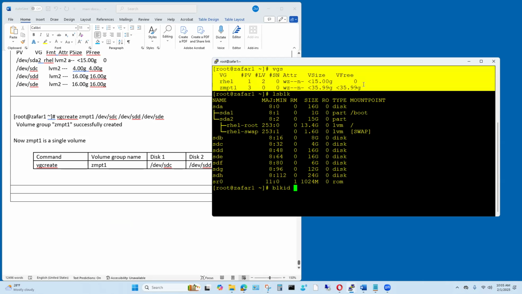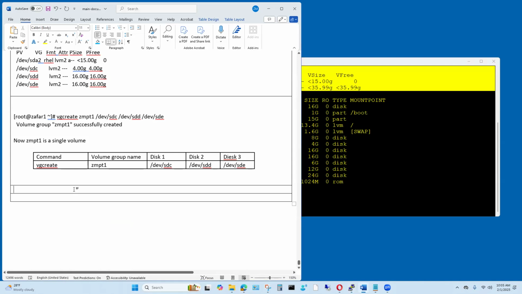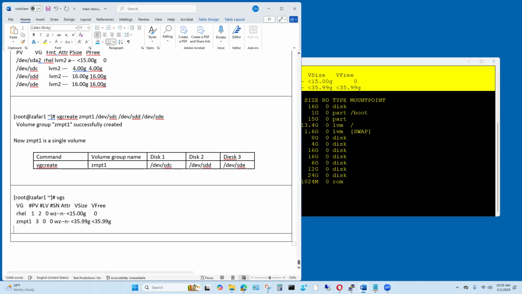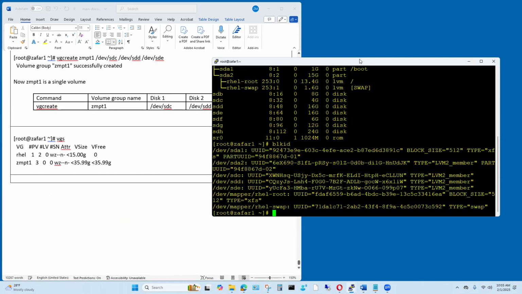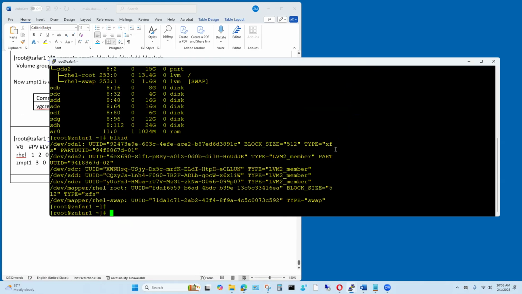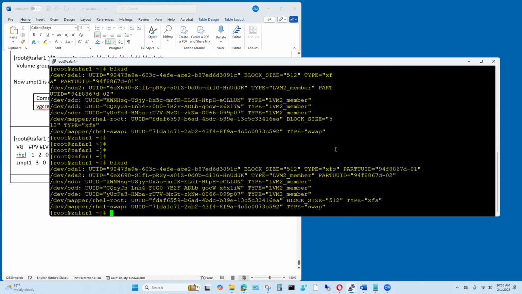Before that, let me copy this. If you type blkid, now you still see here, so nothing much has changed here, right? It's still part of this here.